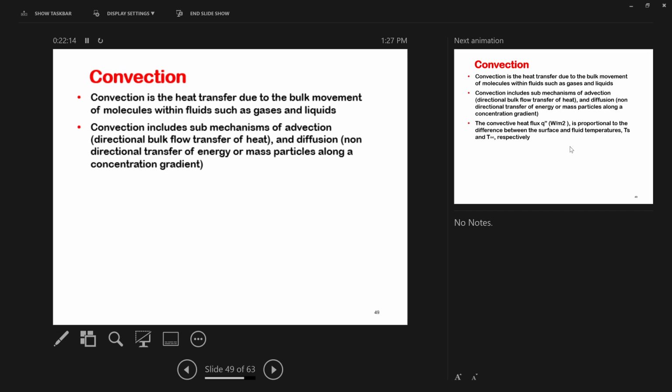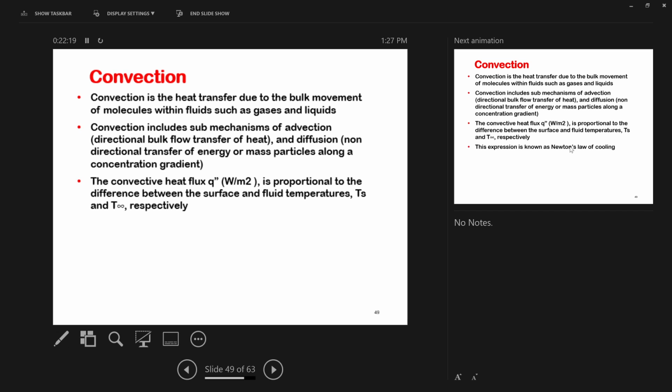Okay, so we have these two mechanisms, but we always combine them together and study them together. The convective, so in this case, instead of the conductivity of a material, we have the convective.